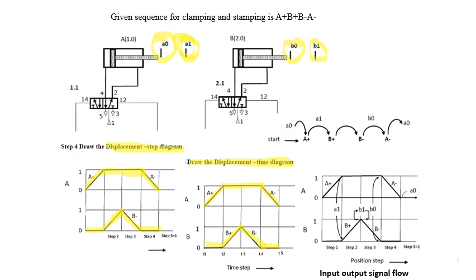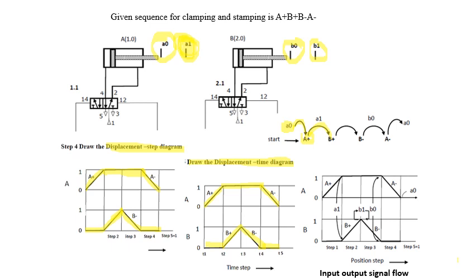So how will the signal flow? First, A0 gives the signal that cylinder A is at the initial condition. When you give the start command, according to the feedback from the A signal, A plus takes place, that is, cylinder A moves forward. When cylinder A forward is done, it immediately actuates limit switch A1. When limit switch A1 is activated, it generates the signal to cylinder B so that cylinder B moves forward.